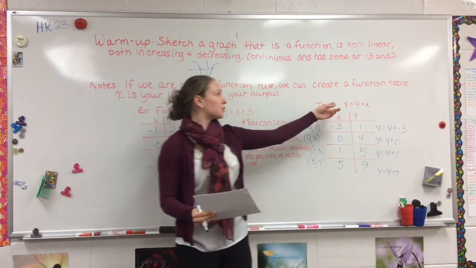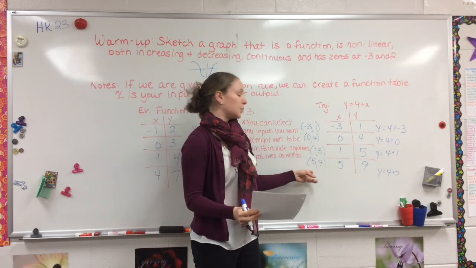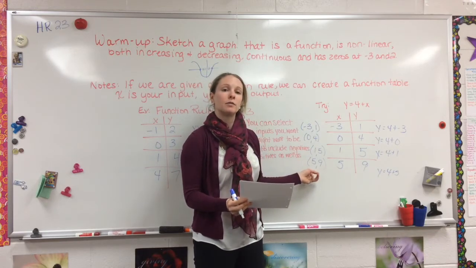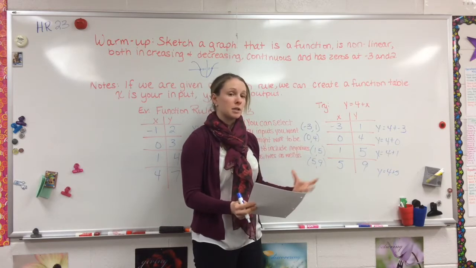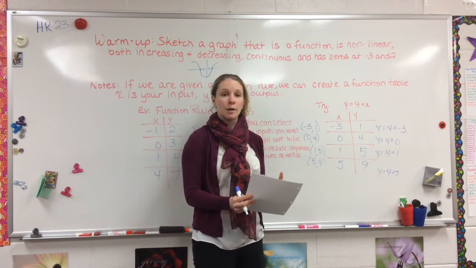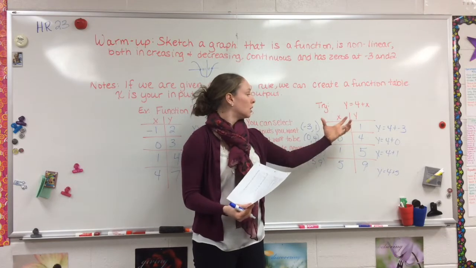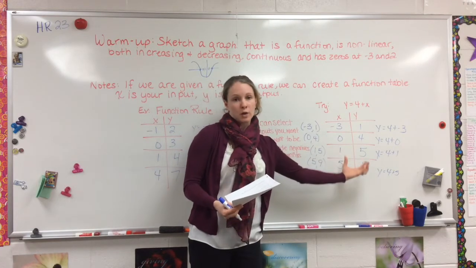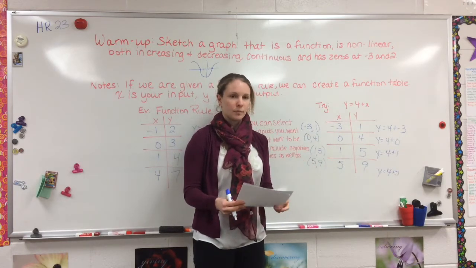So to go from a function rule, we create our function table, and then we can plot our points to create our graph. Now, you can do 4 points, you could do 10 points, and make your graph as accurate as you want. In this instance, I'd like you to have at least 4 inputs, and then 4 outputs, and then be able to plot 4 points.